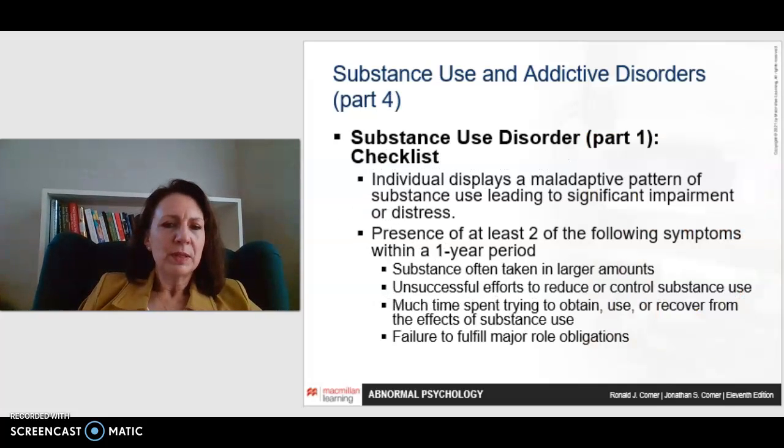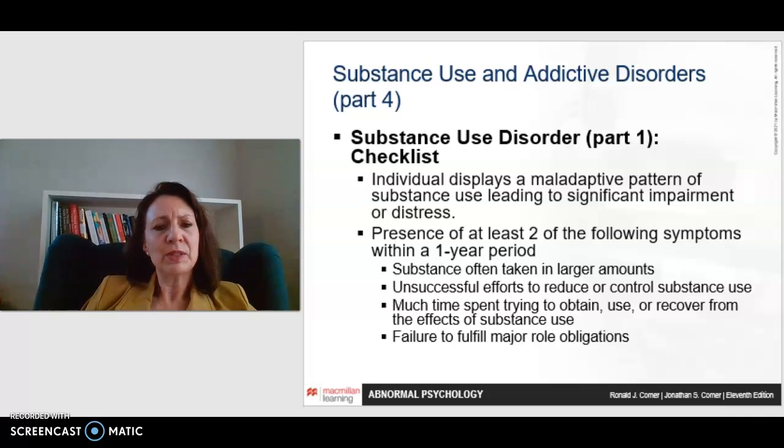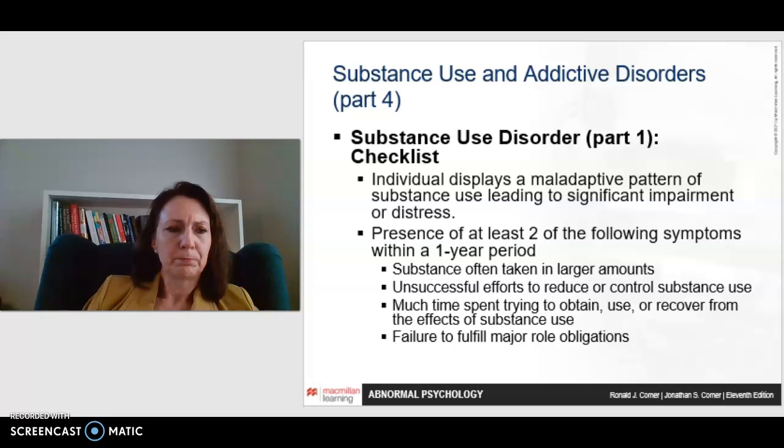When we think about what is a substance use disorder, it's when an individual displays a maladaptive pattern of substance use leading to significant impairment or distress. And there's the presence of at least two of the following symptoms within a year period. And I'll let you take a look at these.